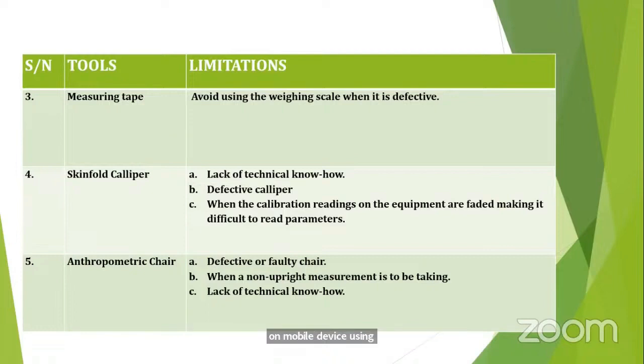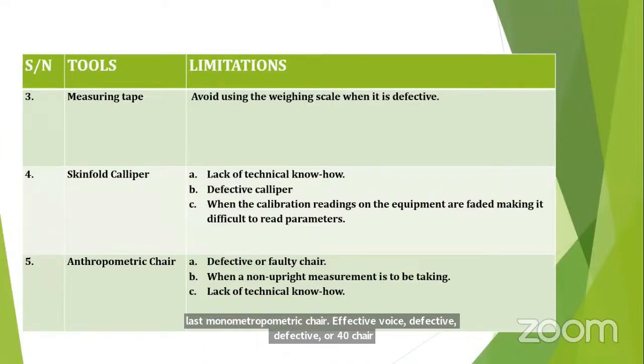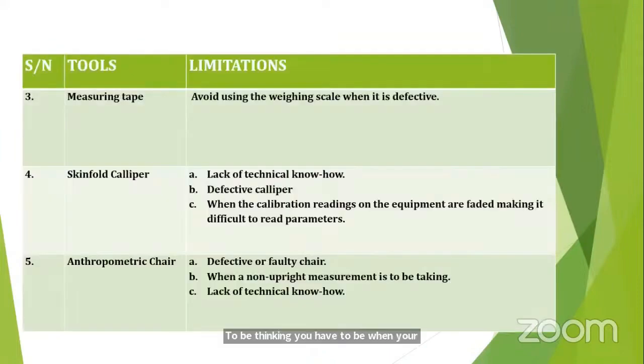Skin fold caliper: lack of technical know-how, and a defective caliper, when the caliper readings on the equipment have faded, making it difficult to read parameters. The last one, the anthropometric chair: avoid using it when it's defective or faulty. When your position is upright, if you have to lie down, you cannot use the anthropometric chair.